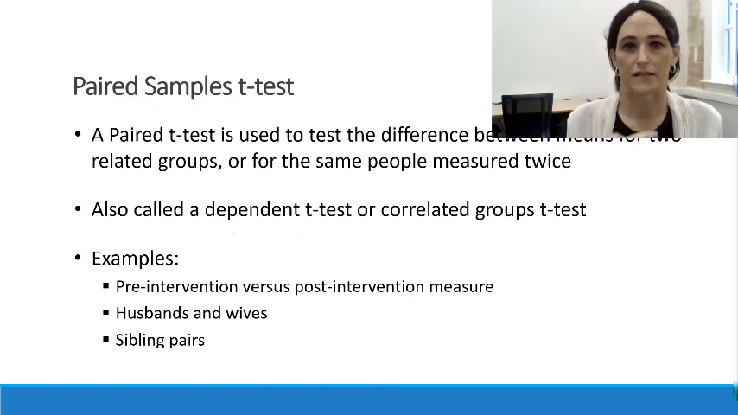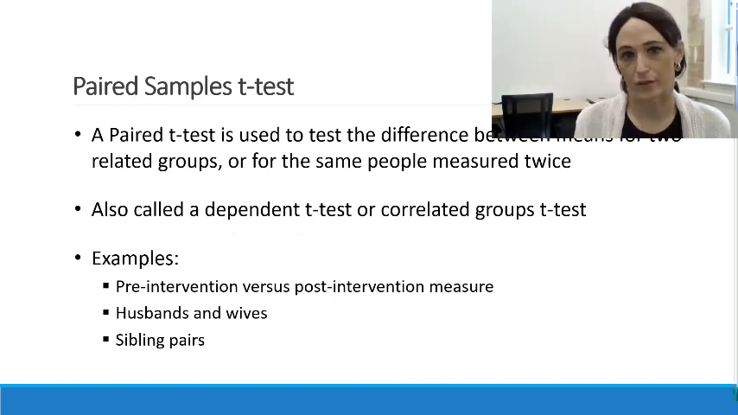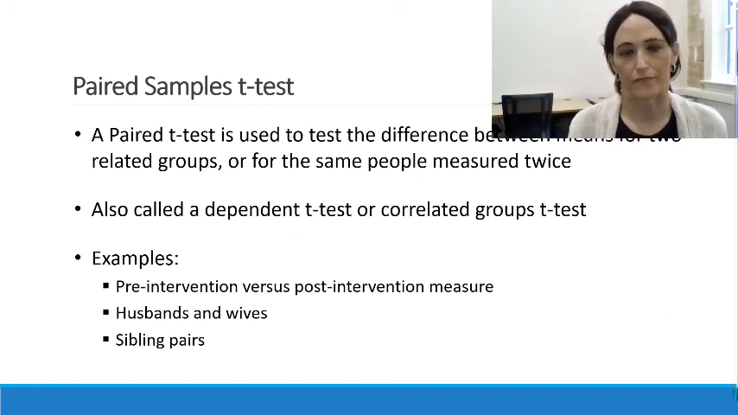So a paired t-test is used to test the difference between related groups or for the same people measured on the same variable twice. We call this also a dependent t-test or a correlated groups t-test. An example would be pre or post-test intervention, or when we have pairs that are related, husbands and wives, sibling pairs. It'd be far more common, though, that it's a design issue where we purposely are looking at pre and post or before and after, maybe a crossover design.